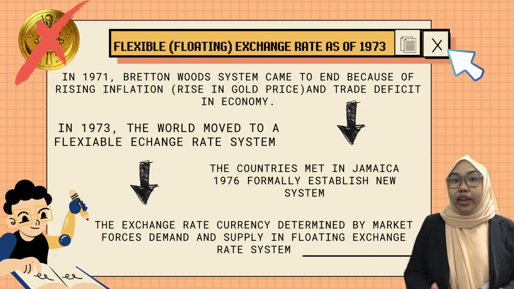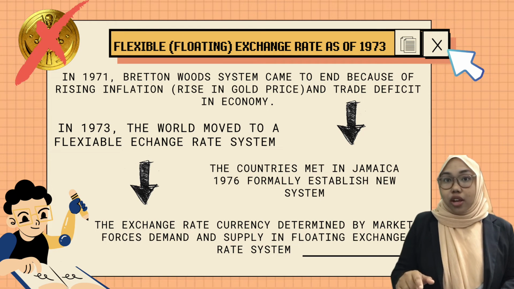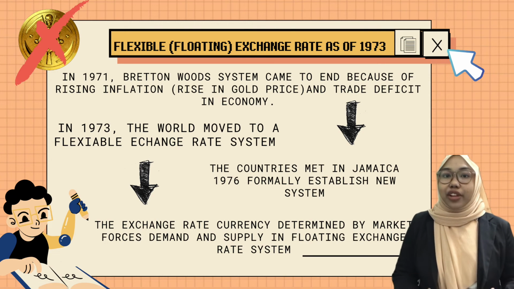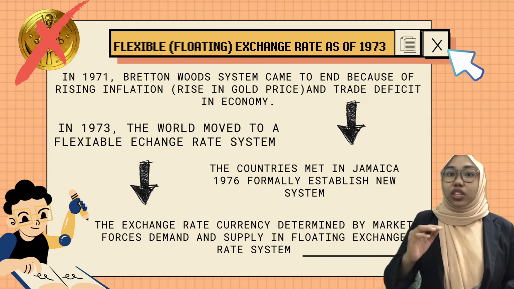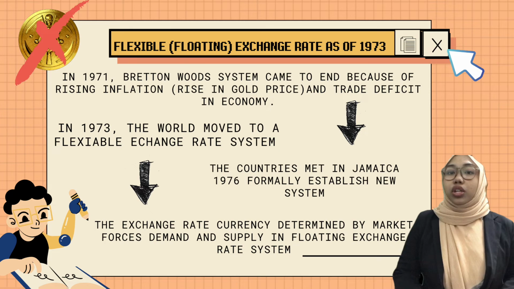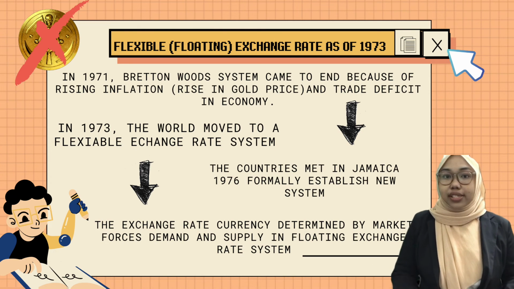Let's go to the last stage of the IMS, which is the flexible floating exchange rate from 1973. The Bretton Woods system collapsed in 1971. The United States had to stop the convertibility to gold due to high inflation and trade deficit in the economy. Inflation led to an increase in the price of gold. This is because the US could not maintain a fixed value of $35 to 1 ounce of gold. In 1973, the world moved to a flexible exchange rate system. In 1976, the countries met in Jamaica to formalize the new system.